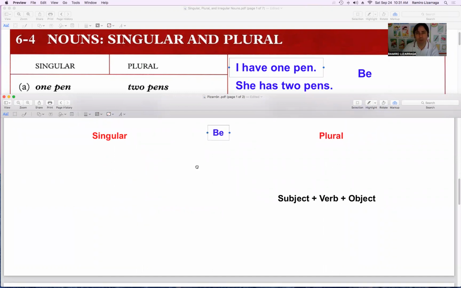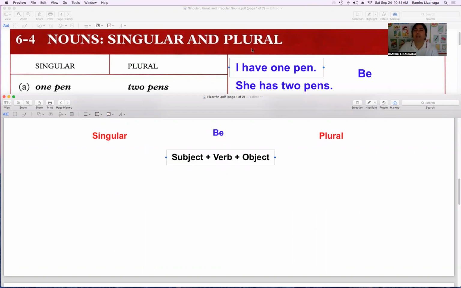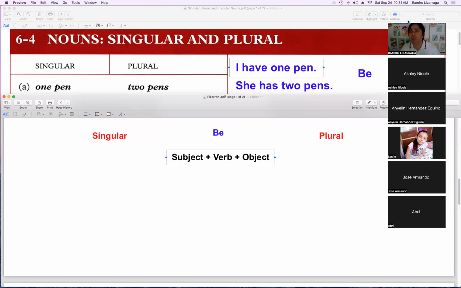Como si vieron el contenido, tiene ahí una tareita al final del material en donde ustedes tienen que hacer unas oraciones de singular a plural y otras de plural a singular, ¿no?